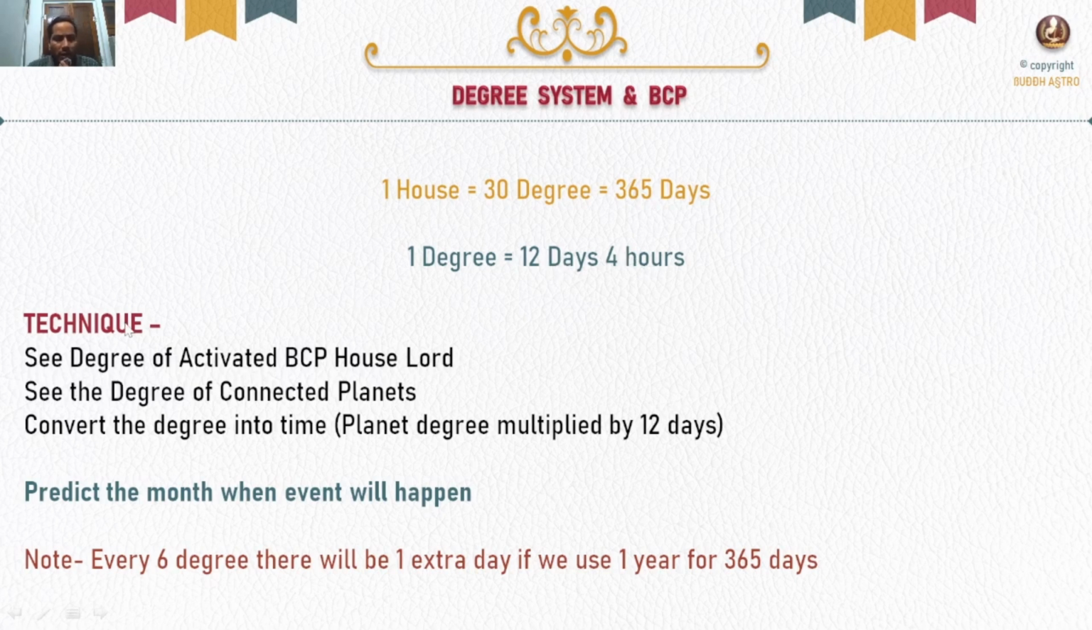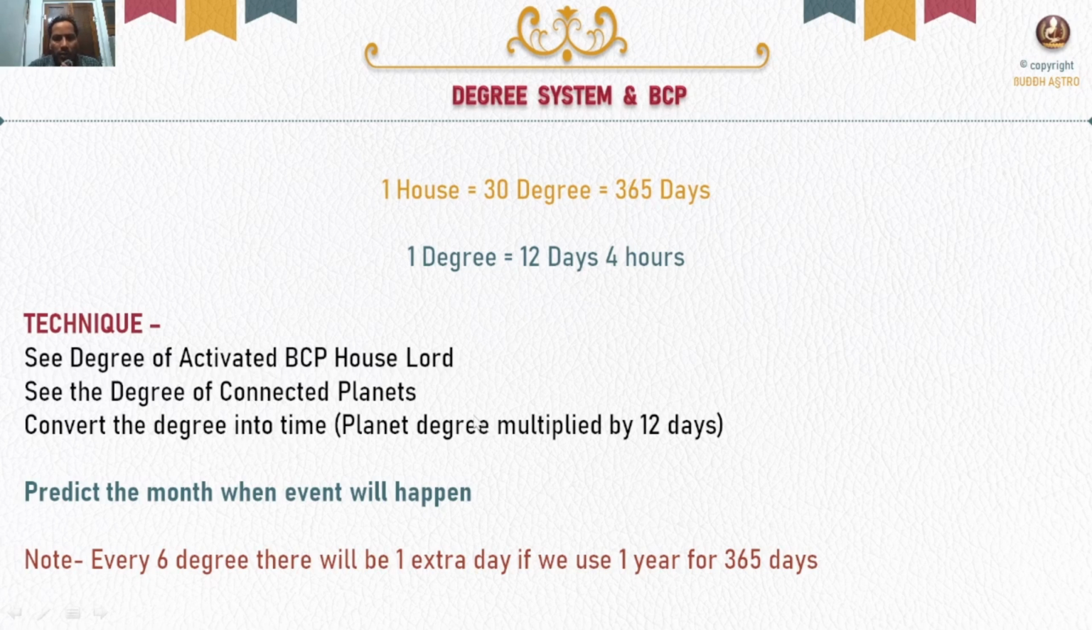Now, what is the technique? How would we find it? First, we have to see the BCP house and the BCP house lord, and see the degree of the activated BCP house lord. Then we will see the degree of the connected planet. If any planet is conjunct with the BCP house lord, we will see the degree of that planet also. And then we will convert the degree into time.